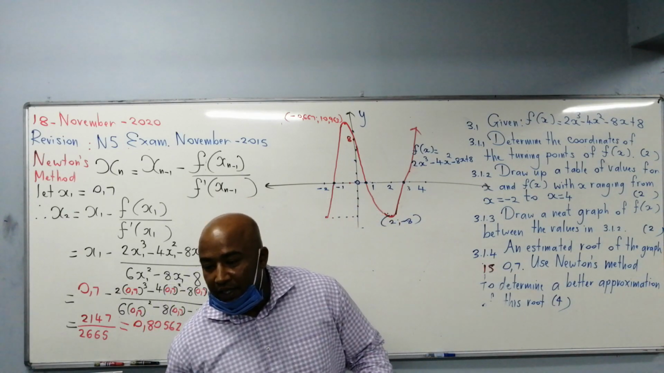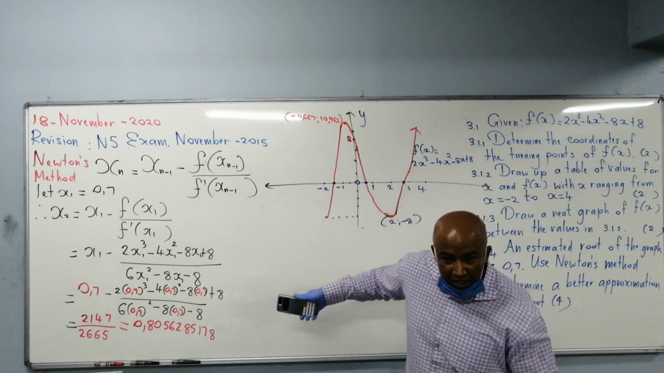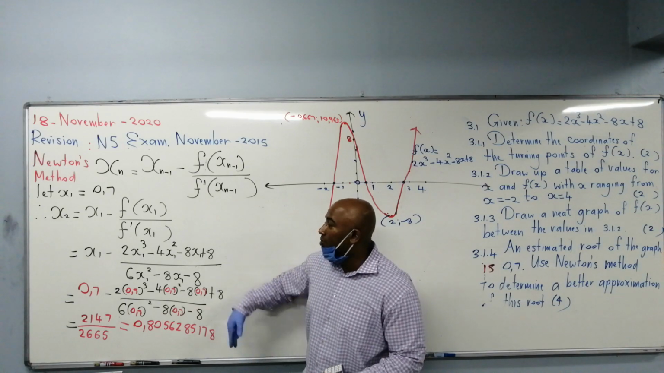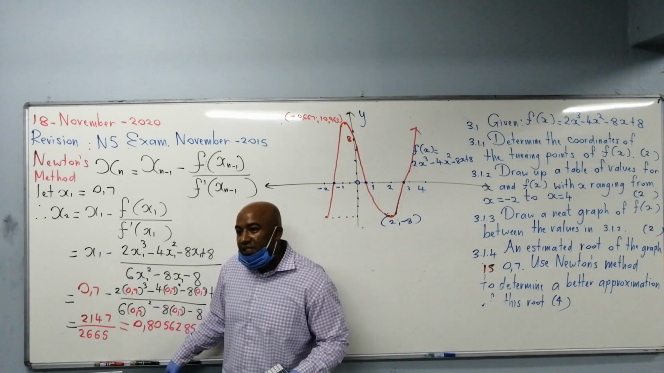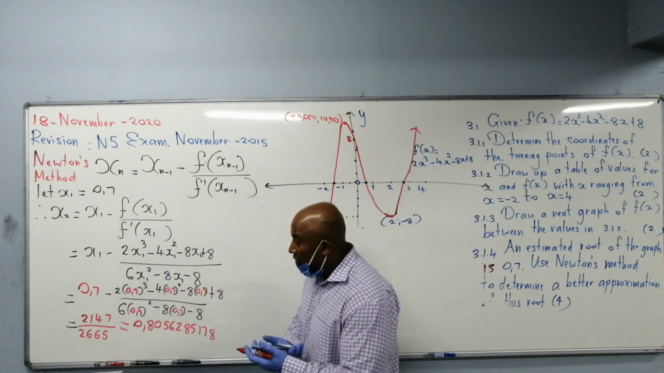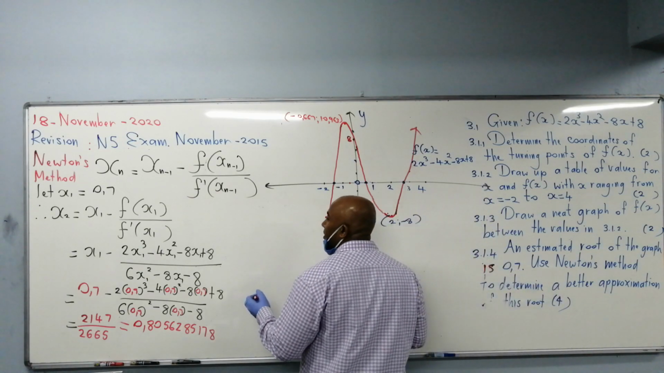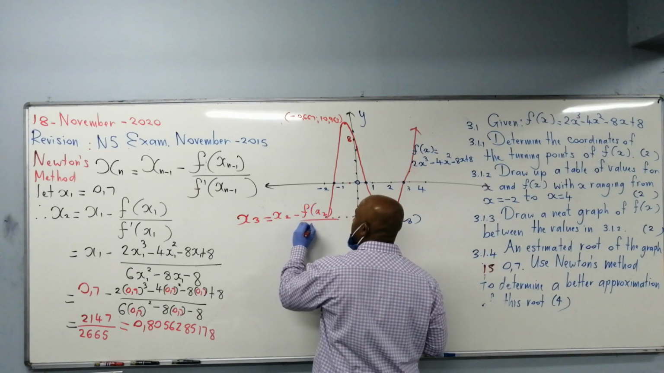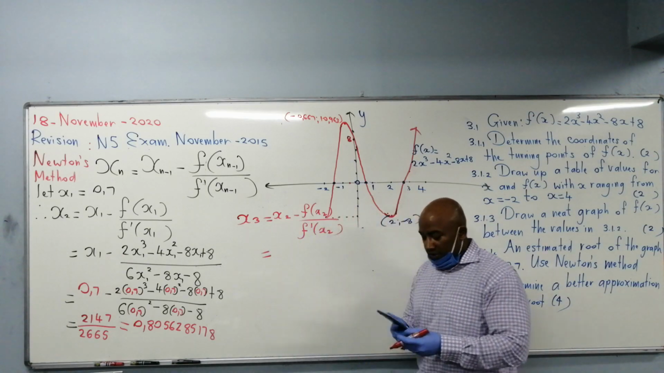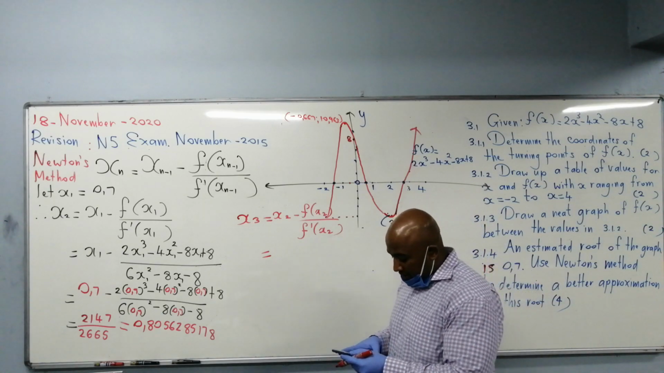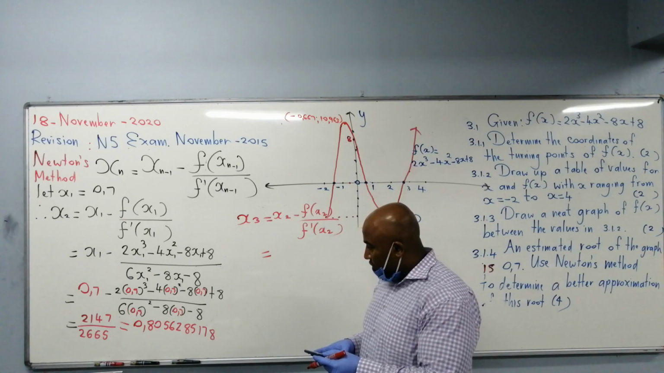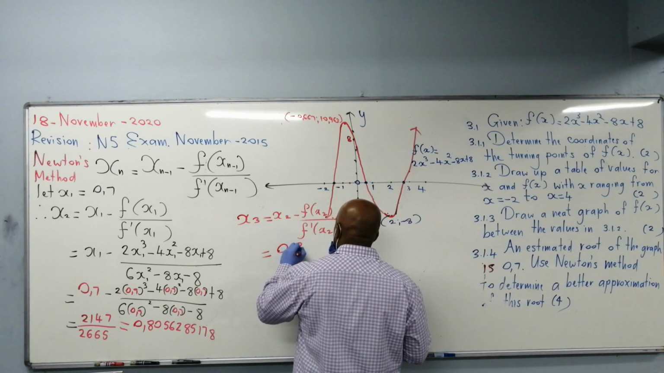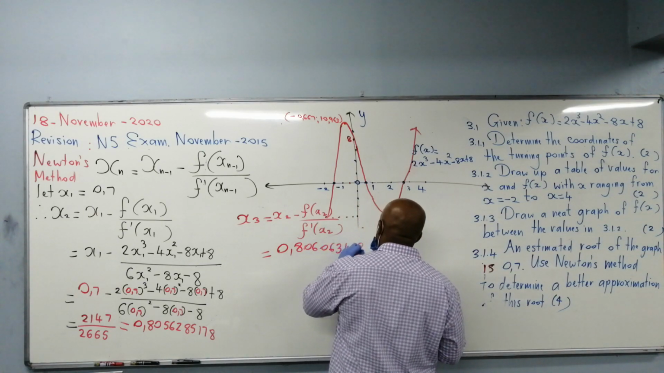If I want a value that's more accurate, a better approximation than this one, then what will I do? I will take this 0,8 and go back, and instead of 0,7, put the same answer that I just worked out into the same formula. Let me show you, since I've got the calculator, which will do it fast for me. If I want x3, then I will go x2 minus f of x2 divided by f prime x2. So now if I substitute this 0,8056285178, then I get 0,8060634186.